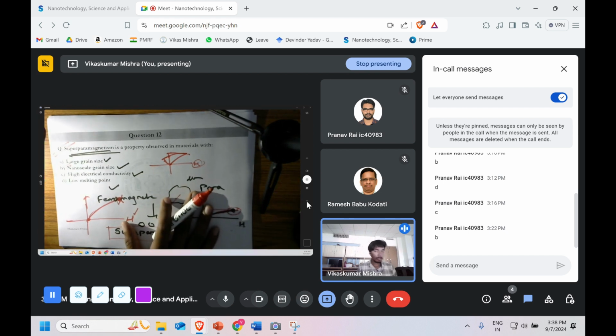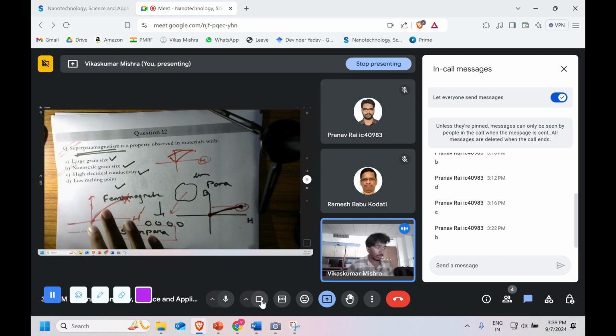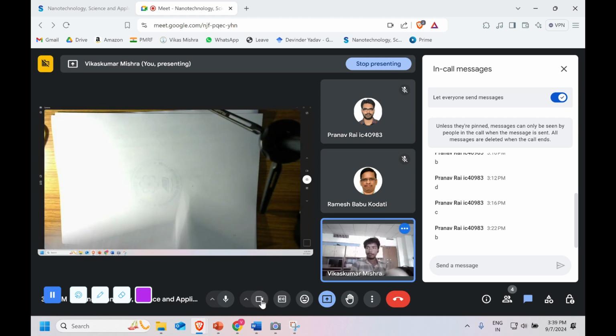Okay, so we have solved this question number 12. If there is any doubt in this question, please let me know. Okay, since there is no doubt, let's move to the next question, question number 13.